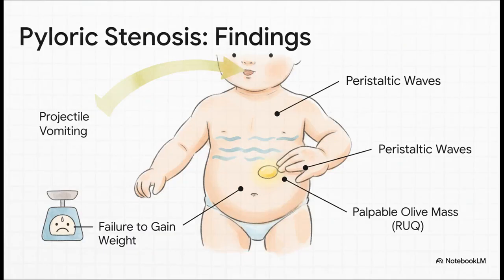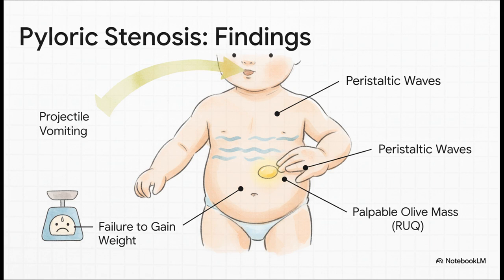The vomiting isn't just spit up, we're talking projectile, sometimes shooting clear across the room. And think about it, because the food never gets past the stomach to mix with bile from the intestine, the vomit is non-bilious. It's just formula. And these poor babies are literally starving even though they're eating, so they are always hungry. You might even see a little wave move across their belly as their stomach muscles work overtime trying to push food through that blockage.